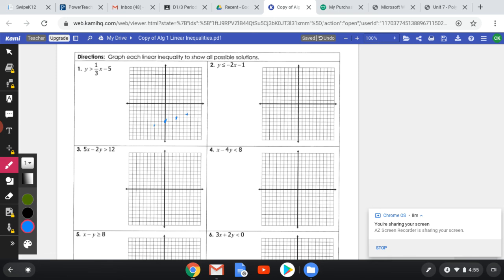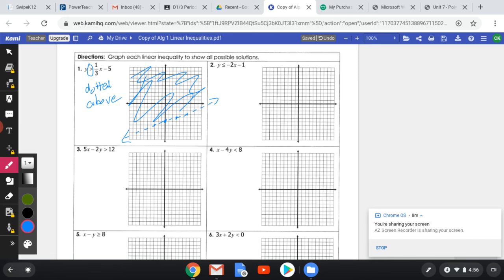Now we look at the inequality. There's no line underneath the inequality, so it's dotted. So we're going to draw a dotted line. The inequality is a greater than symbol, so it's shaded above. And there you go. There's our answer there.